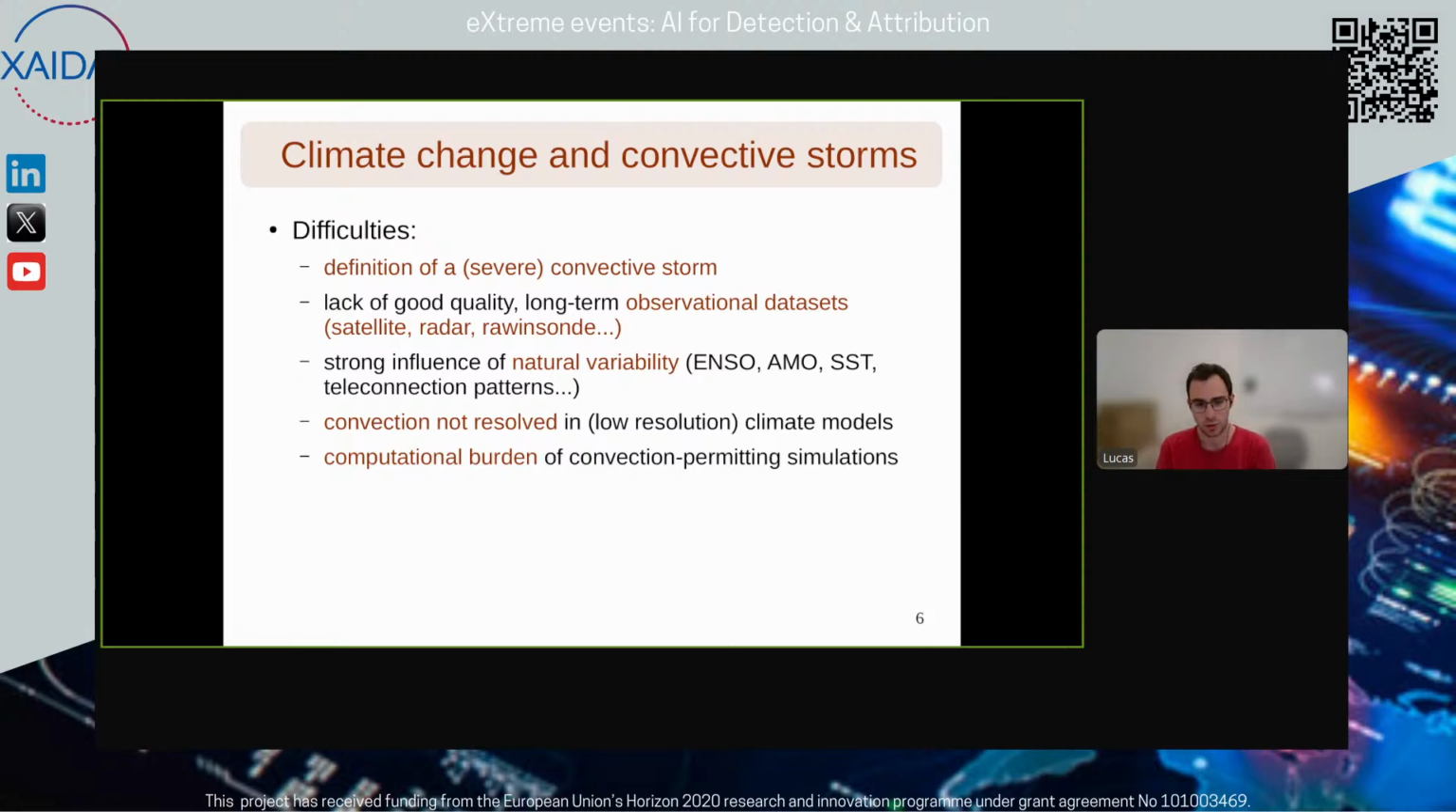Convective storms are also influenced by natural variability. So it can be modes like ENSO, but also teleconnection patterns. And when we want to use climate models, it's also difficult because convection is not resolved in the climate models that are used to make projections. Although we can use regional climate models or convection permitting models that are better in this task, but that have a lot of computational burden.